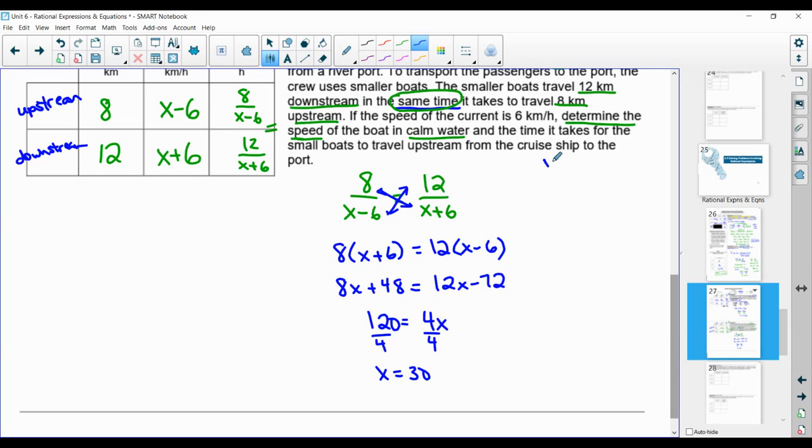Again, double checking your NPVs, x cannot be plus or minus 6. x represents a speed of 30 kilometers per hour. Now, if we go back and read through that question one more time, it says determine the speed of the boat in calm water and the time it takes for the small boats to travel upstream from the cruise ship to the port. Okay, so our speed is 30 kilometers per hour.